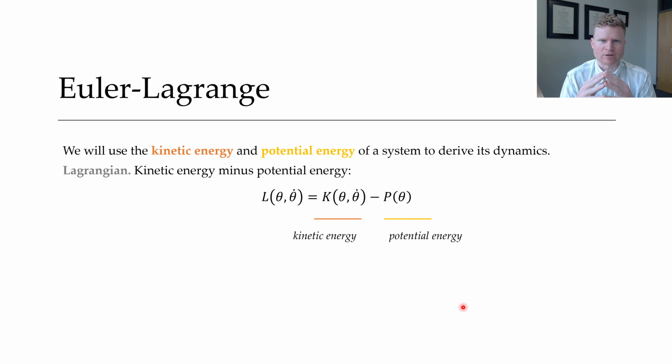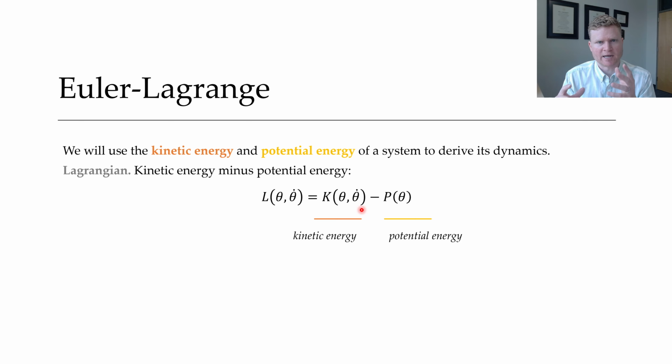Now, I like the Euler-Lagrange equation because it has some connections back to kinetic and potential energy. And the main idea is I'm going to use the kinetic and potential energy of a system to derive that system's dynamics. And we combine them using something called the Lagrangian. So the Lagrangian is the kinetic energy minus the potential energy. That's what you're seeing in this equation.